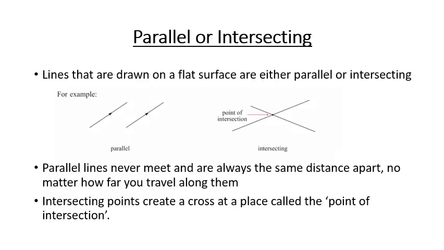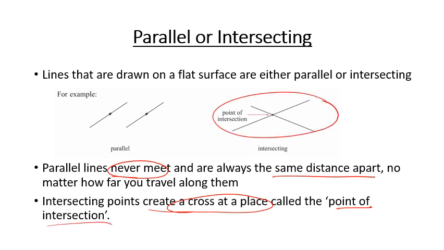Okay, the first thing we need to understand is that when you draw lines on a flat surface, they are one of two things. They are either parallel, meaning they will never meet, and they are always the same distance apart, no matter how far you travel along them, or they are going to be intersecting, where they create a bit of a cross at a place that we call the point of intersection. And you can see a point of intersection up here where these lines are intersecting. So the point of intersection is where the two lines cross.